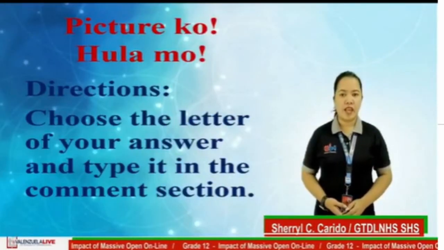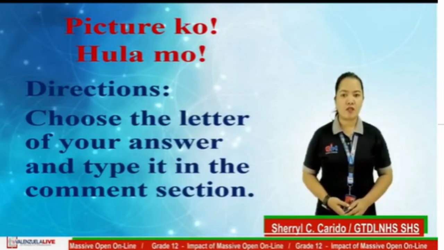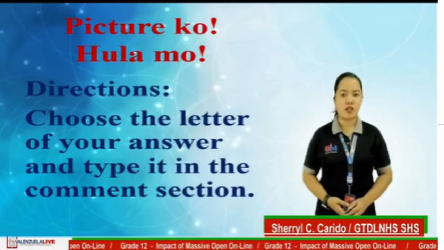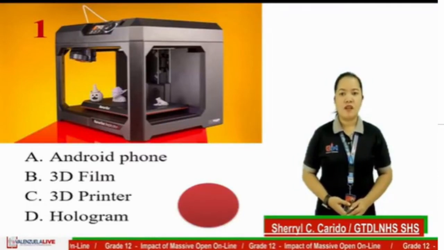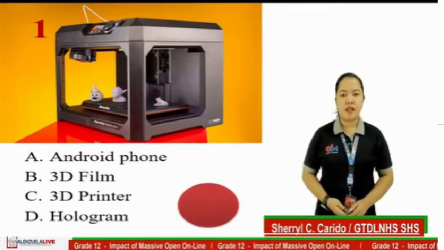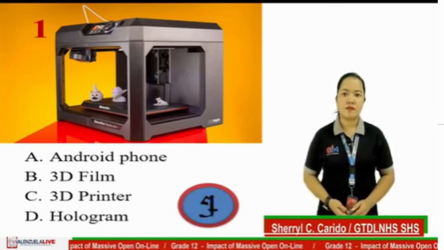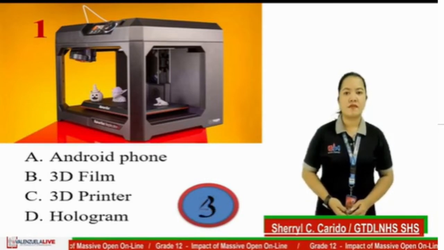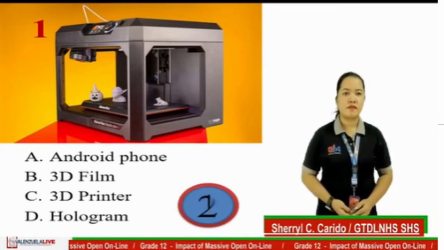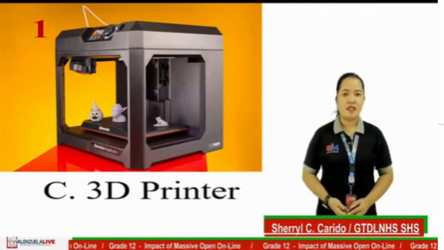Let's play another game. The name of the game is Picture Ko, Hula Mo. Choose the letter of your answer and type it in the comment section. I will give you 5 seconds again to answer each question. So let's start. Number 1. That picture is A. Android phone, B. 3D film, C. 3D printer, or D. Hologram. Your 5 seconds starts now. The answer is letter C, 3D printer.